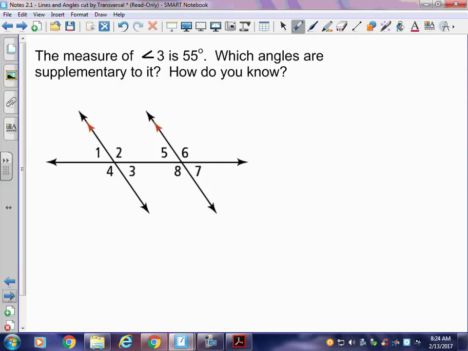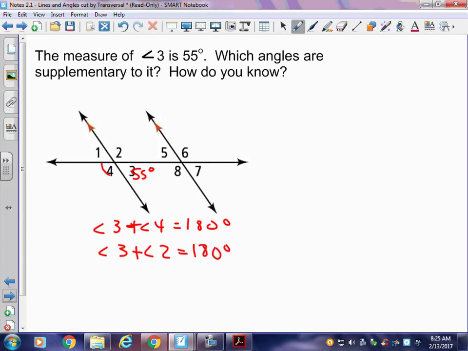So now we're going to look at what if I am asked to find some angles that are supplementary to it. How do you know? Well, first of all, let's label it. This one's 55 degrees. Now we know that 2 on a straight line are supplementary. So angle 3 and angle 4 add up to 180 because they're side by side. One's acute, one's obtuse. So we know that's what it would be. But angle 3 is also supplementary to angle 2 because they add up to 180 degrees.